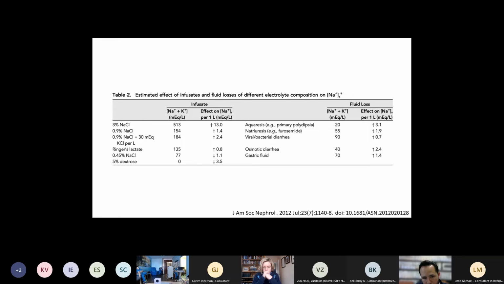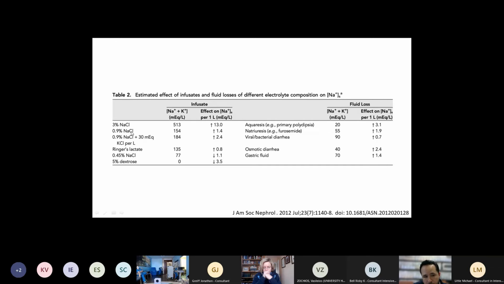But we have to be aware that depending on the solution we give to the patient, we are going to have an effect on sodium. So if we go to the left side of the screen, a patient who receives 3% sodium chloride, 1 liter of sodium chloride may cause the sodium to go up 13.